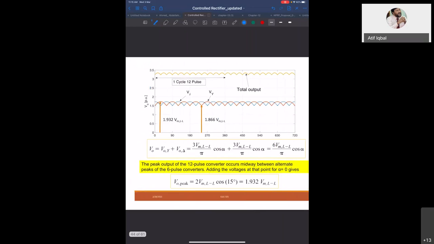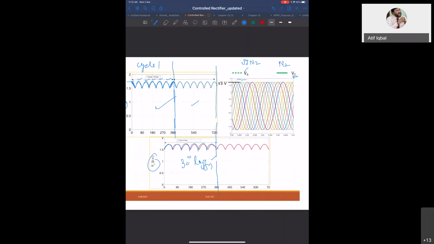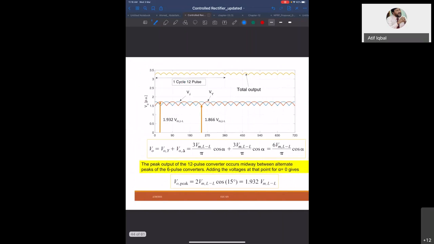Now, when you add these two, what I did is I plotted this one and this one in one graph, okay? So now when I plot them in one graph, this is my delta. And I put it wrong earlier, because this orange is delta and blue is star.